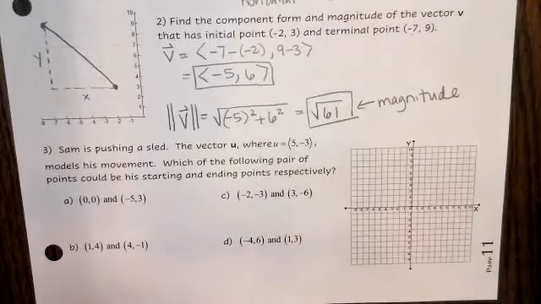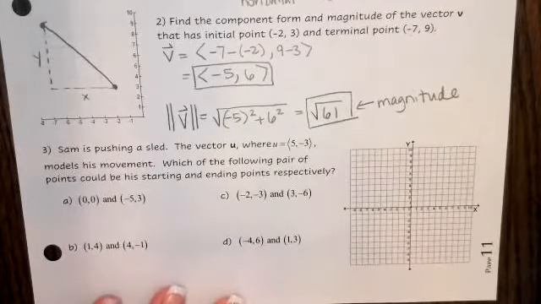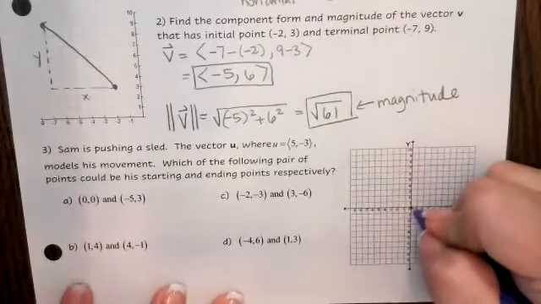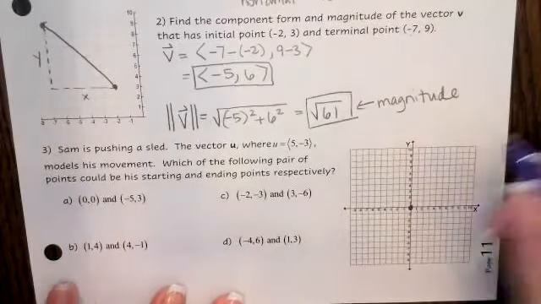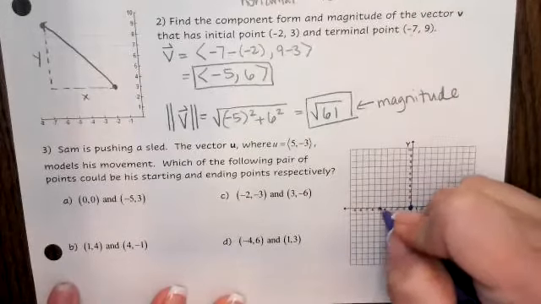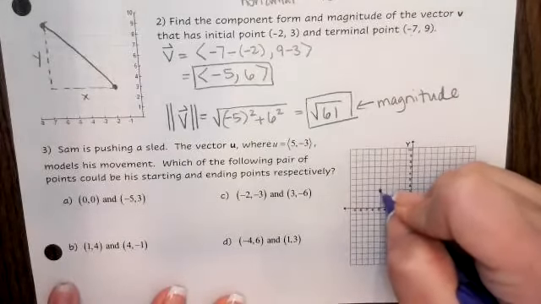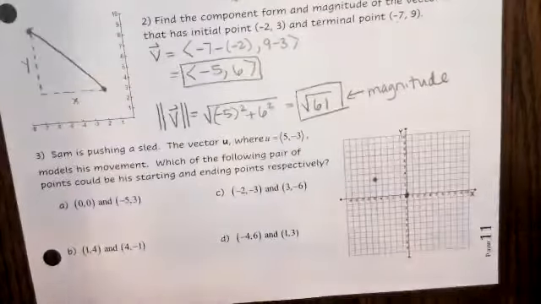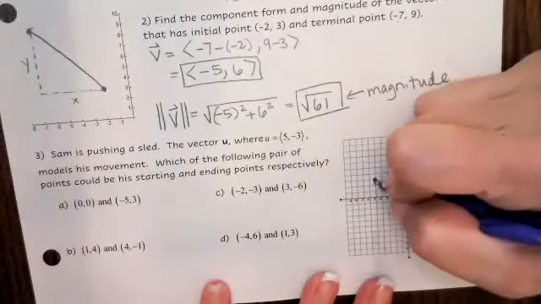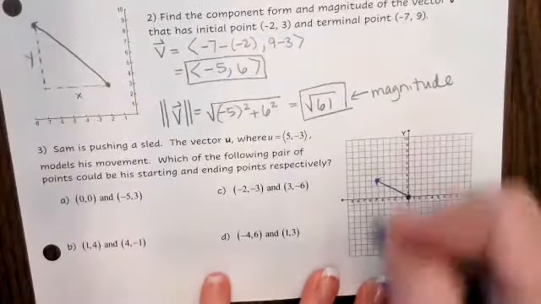So we're going to take all of these and check them. So that first one is (0, 0) as our starting point, and (-5, 3). And so our vector is right here. That's A.